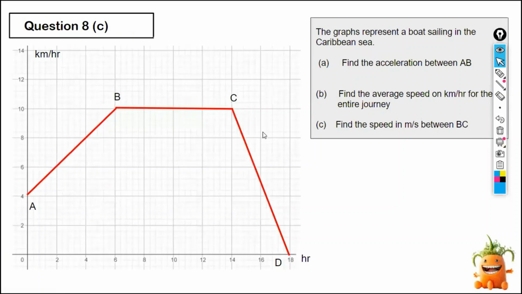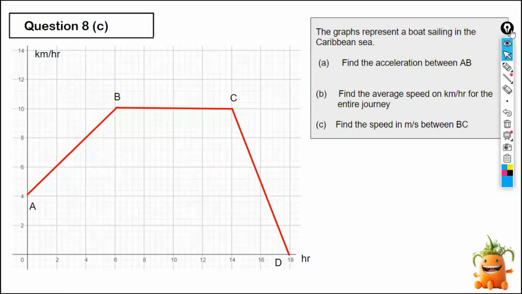All right. So this one here is a kinematics question. Let's just go through this one straight. The graphs represent a boat sailing in the Caribbean Sea. Find the acceleration between A and B. Now, in this question, the y-axis is in kilometers per hour. So that's your velocity. And the x-axis is in time, right? So I'll put T for time.